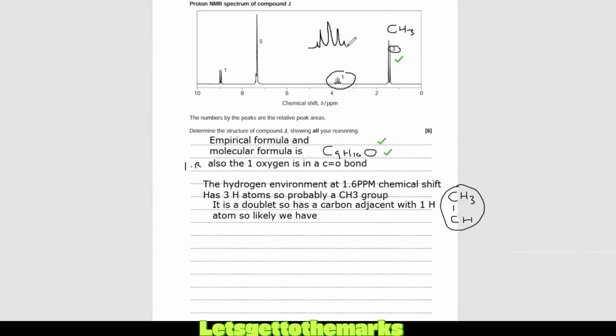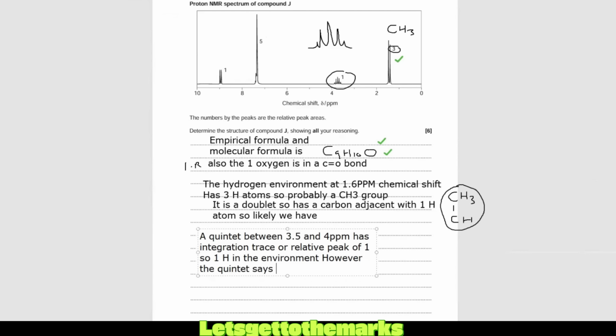Now we're going to go here. This one people find a little bit difficult. This is called a quintet. It's basically got 5 mini peaks. It's kind of like they're in that ratio, 2 tiny ones, then 2 ones, then 1 big one in the middle. And it's between 3.5 and 4 ppm. And this has told me it has a relative peak area of 1, which means that it is a carbon with 1 hydrogen attached. It could be that CH we've got there in the middle next to the CH3. It could be that. And it tells us that it's a quintet. It tells us that it has 4 H's attached.